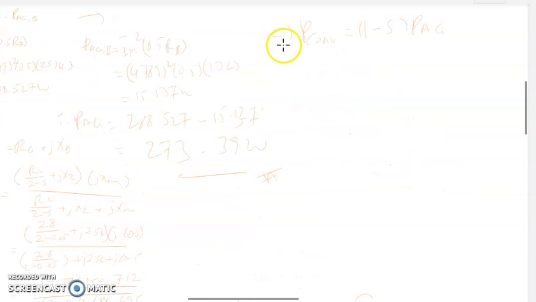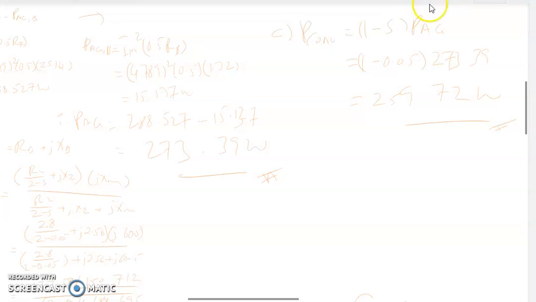Okay, then we have to find the converted power and how much the converted power is. So based on the power flow diagram, P converted is the amount of P air gap minus the losses, or 1 minus S times P air gap. So 1 minus 0.056 times the air gap power that we have calculated just now. So we'll get a lower amount of 259.72 watts in terms of converted power.